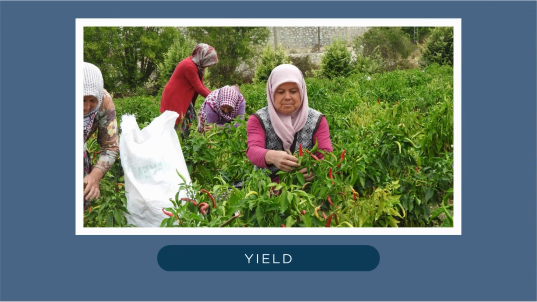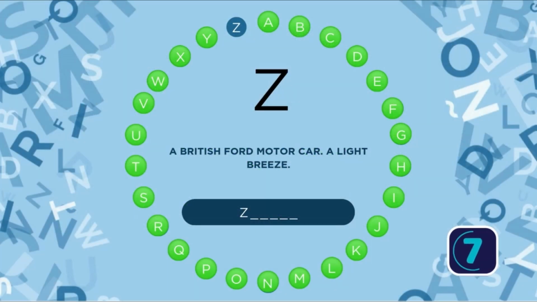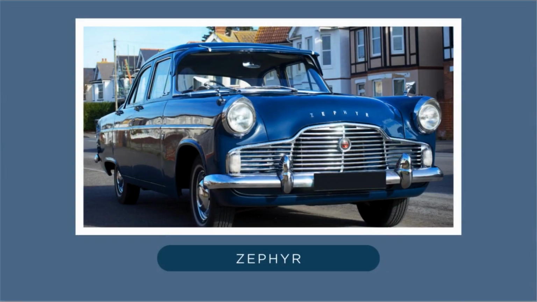We've got 1 question to go. Do let me know in the comments how many you managed to get right in this particular quiz as we move on to the letter Z. A British Ford motor car or a light breeze. And the answer to this final A to Z quiz is Zephyr. Very well done if you got that.